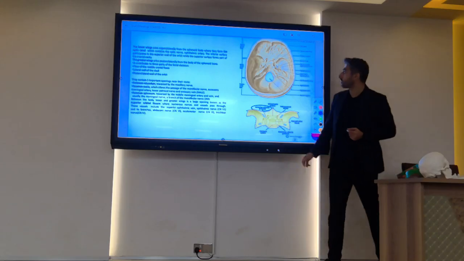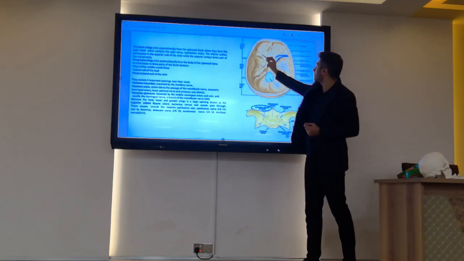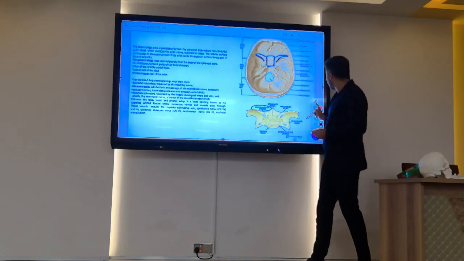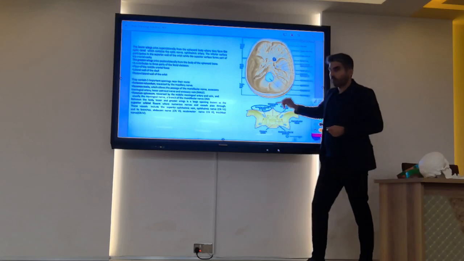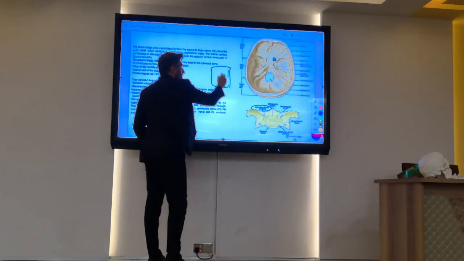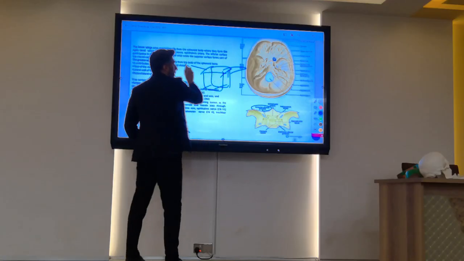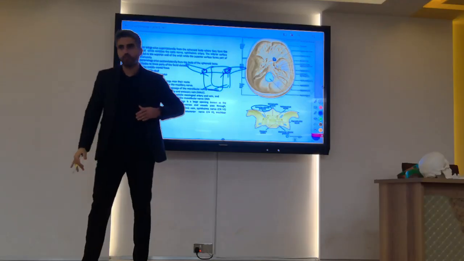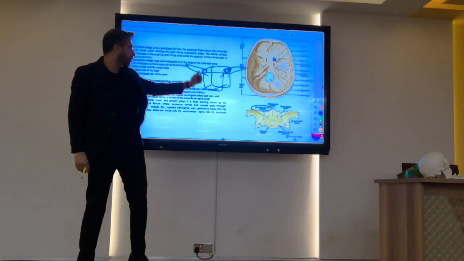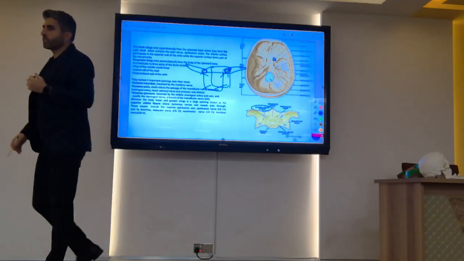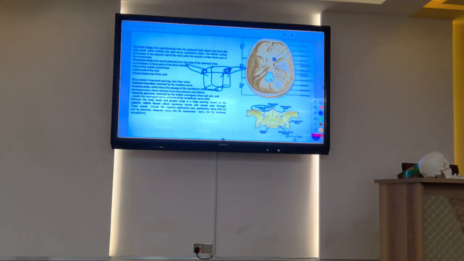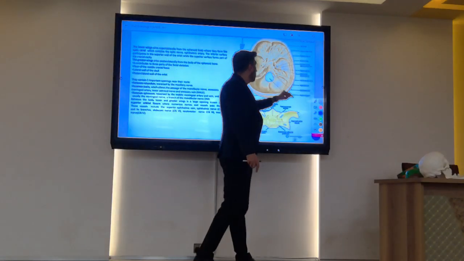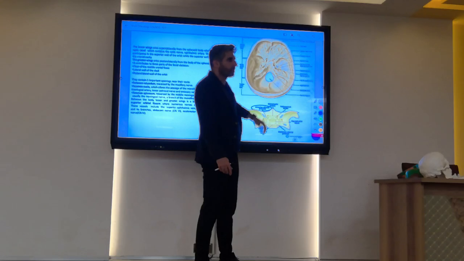From anterior to posterior, between 2 lesser wing, these are lesser wing. And between lesser wing and body, you can see a foramen. Look at here. Between lesser wing and body, you have foramen or canal. Optic canal, for the cranial nerve number 2, optic nerve coming from eyes.